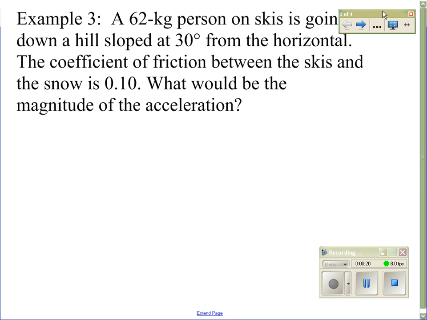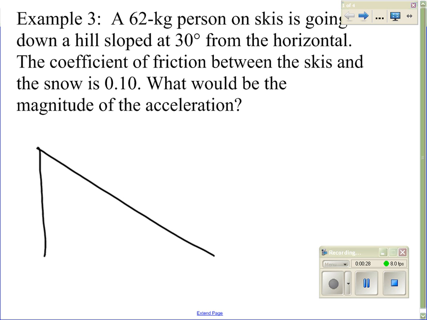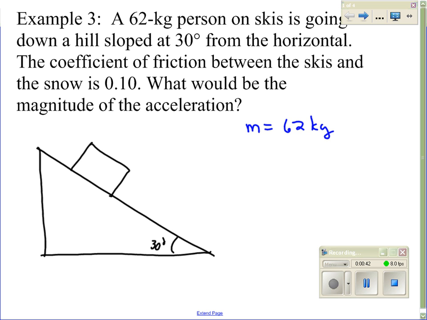So our first step is to draw the incline. We have an angle of 30 degrees this time. Of course, my person looks like a box. And we know the mass is 62 kilograms, and we know the coefficient of friction is 0.10. Now, we need to know the weight of our person, so Fg is equal to mg. Fg is the force straight down to the ground.